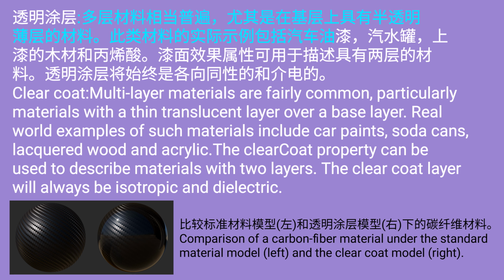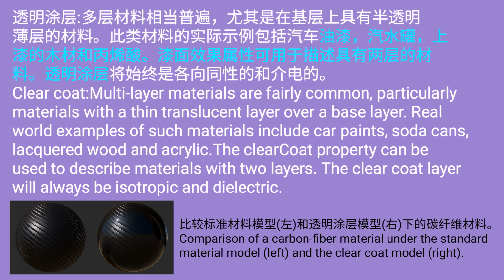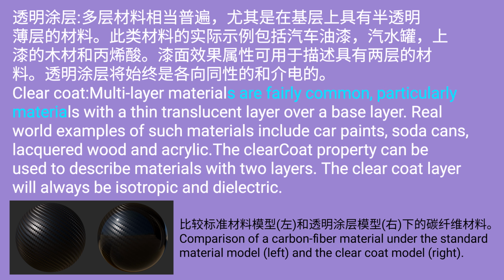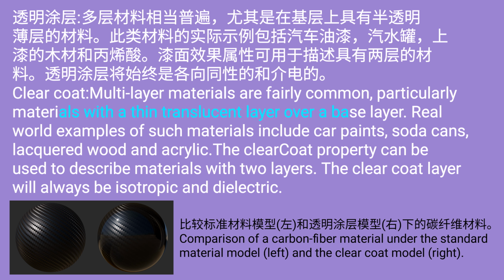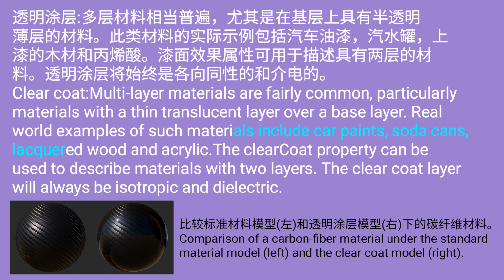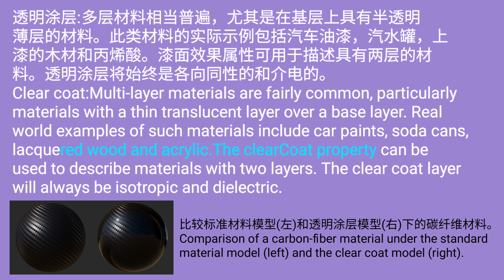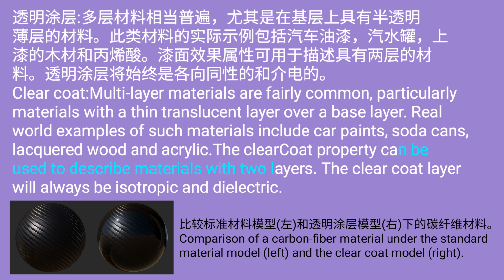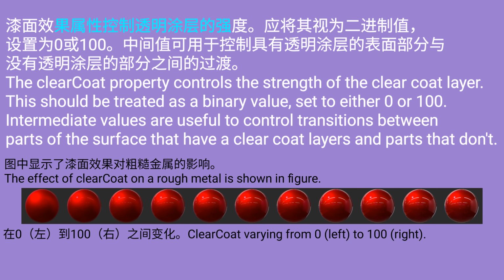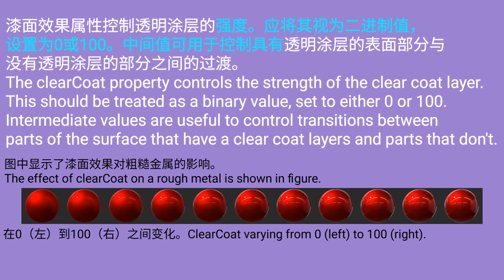Clear coat. Multi-layer materials are fairly common, particularly materials with a thin translucent layer over a base layer. Real-world examples of such materials include car paints, such as lacquered wood and acrylic. The clear coat property can be used to describe materials with 2 layers. The clear coat layer will always be isotropic and dielectric. The clear coat property controls the strength of the clear coat layer.